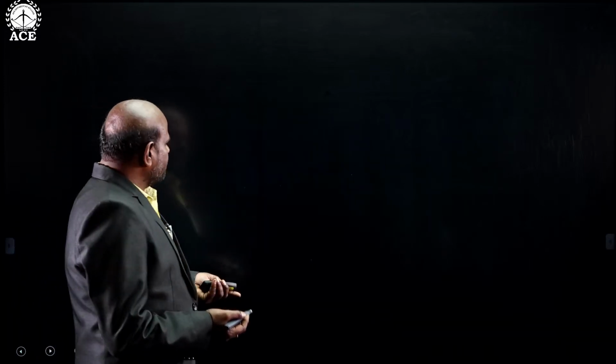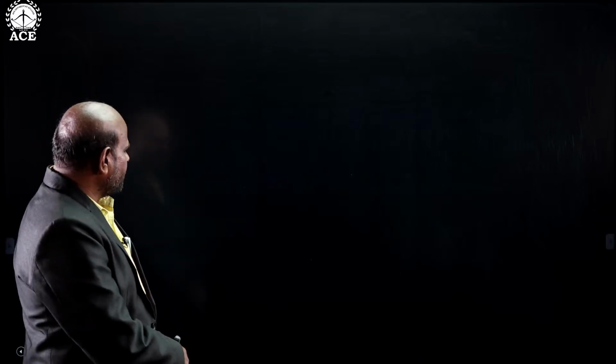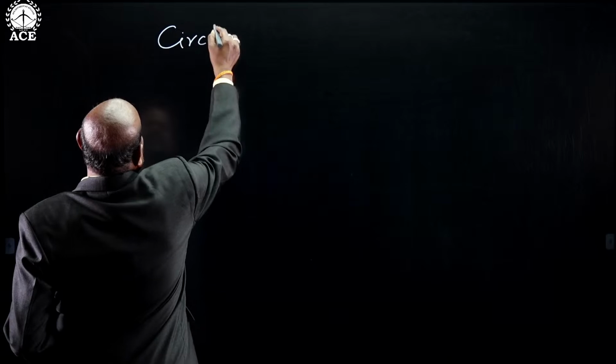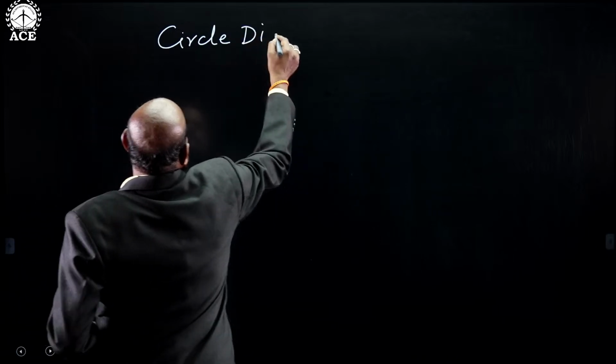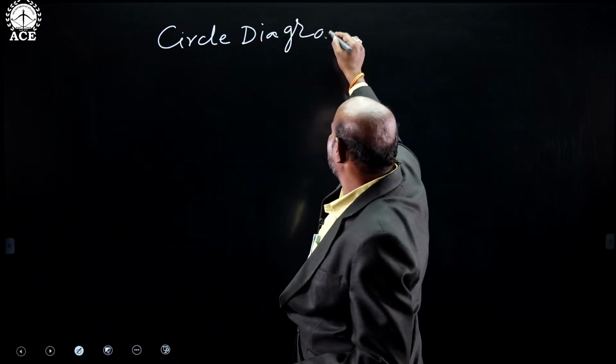And by conducting no load and block rotor test, what is the purpose of this no load and block rotor test? One more advanced method to find out the performance, the copper losses, core losses, slip and power factor, you can go for the circle diagram, which is very important. How to construct the circle diagram?